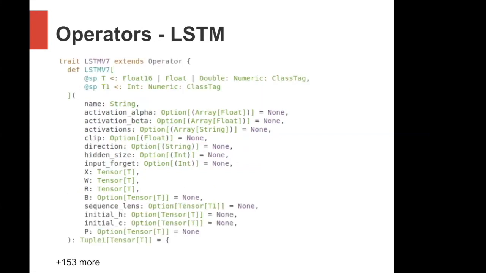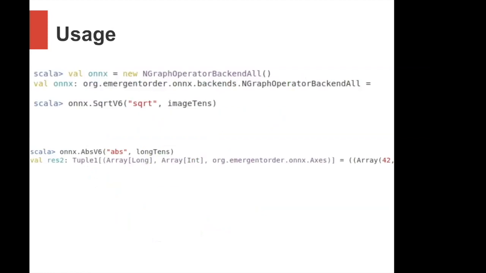And then this last one is one of the most complex of all of these things. It's called an LSTM, and it's one of those recurrent neural networks used in a lot of different contexts, but I've seen it applied in natural language processing a lot. And you can see that, again, there's a whole lot going on here. Some of it is optional. And there are 153 more of these operators. You can see the entire list. I linked it earlier. It's in the ONNX doc.